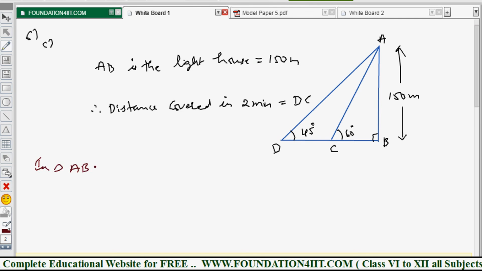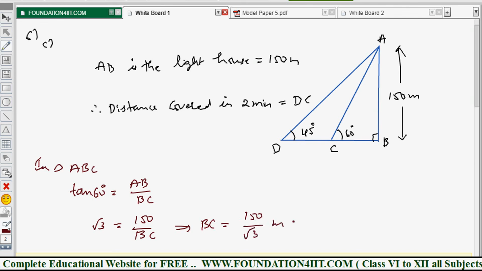In triangle ABC, tan 60. Tan is opposite by adjacent, that is AB by BC. So AB is 150, tan 60 is root 3. Root 3 is equal to 150 by BC. So from this, BC is equal to 150 by root 3 meters. This will be one equation, and one more from triangle ABD.